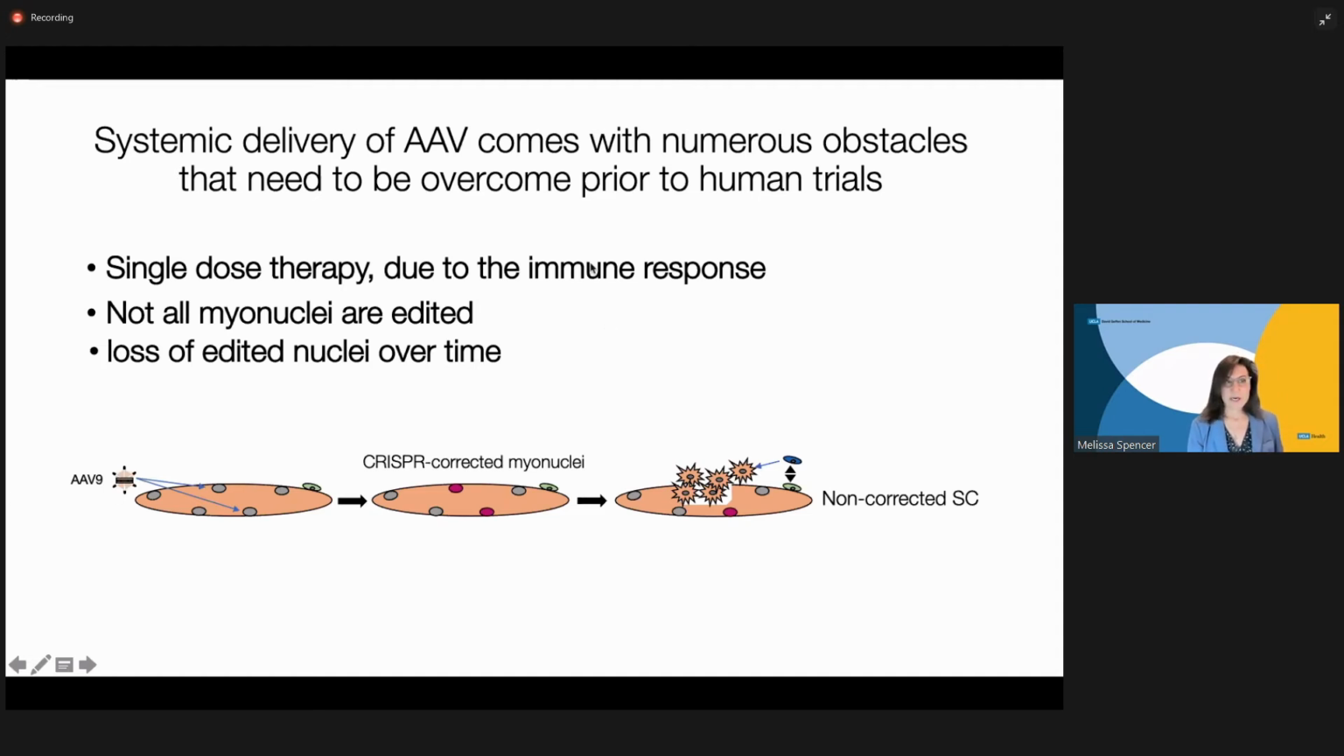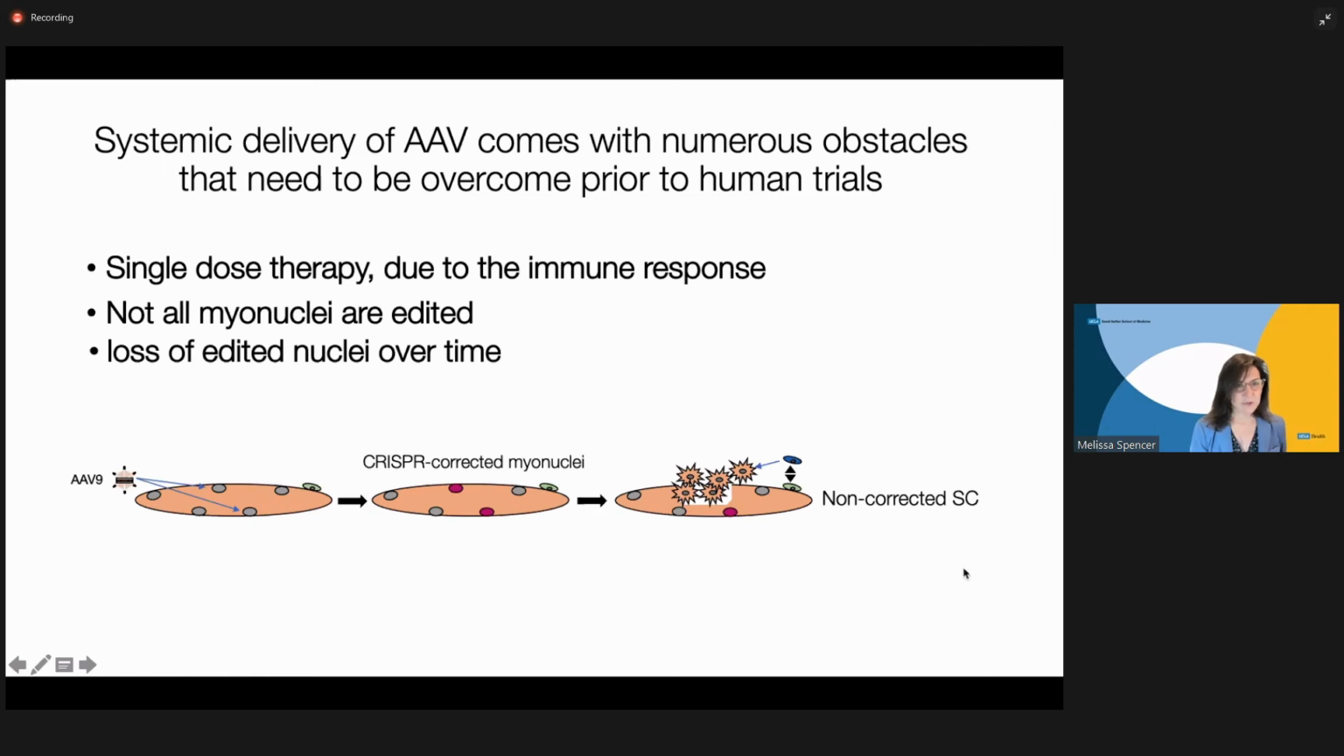And so we know that not all myonuclei are edited. So if we use AAV, we deliver it, we see some correction, and we haven't been able to really quantify the amount of editing in a muscle fiber. But we do know that there's loss of edited nuclei over time. So even if you have a pretty good transduction and good editing, you're still going to lose them over time because of the non-corrected satellite cells that will replace those nuclei.